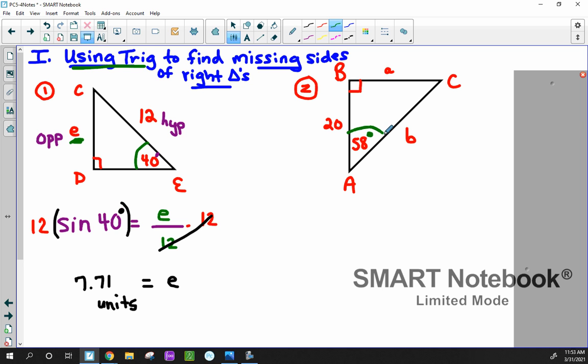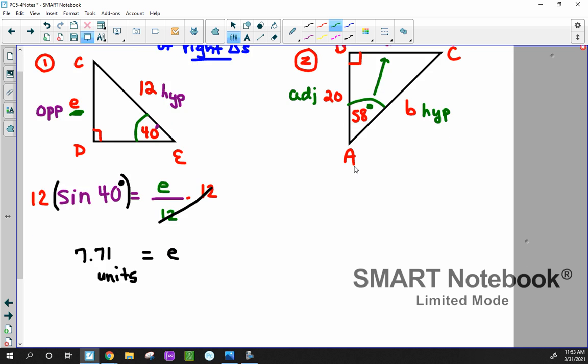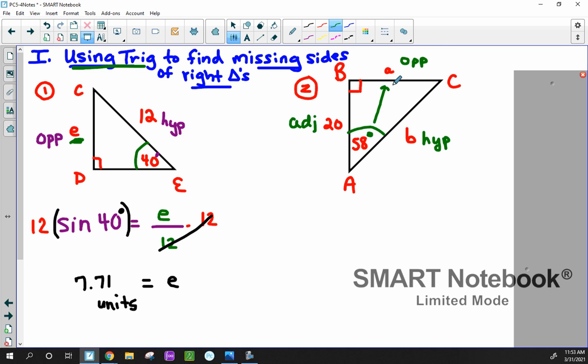So at 58 degrees, from this perspective, this side would be opposite. This side is hypotenuse. And this side is adjacent. And so, again, because I only know one side, I can't use Pythagorean theorem. Because this is not 30, 60, or 45, I can't use special right triangles. So trig is the only way I'll be able to find the sides marked A and B.